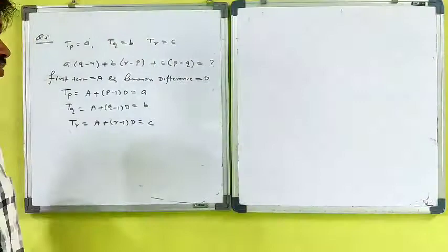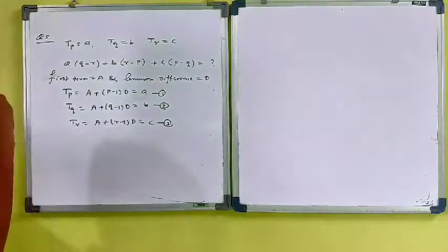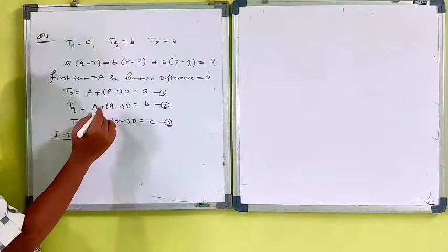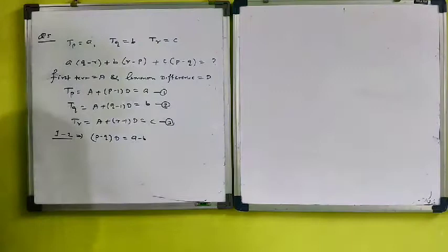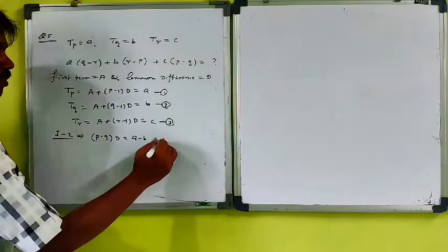Now, in these expressions, if you subtract 2 from 1, that is 1 minus 2, this and this cancel, and it is P minus Q times D is equal to A minus B. So therefore, P minus Q is equal to (A minus B) upon D.